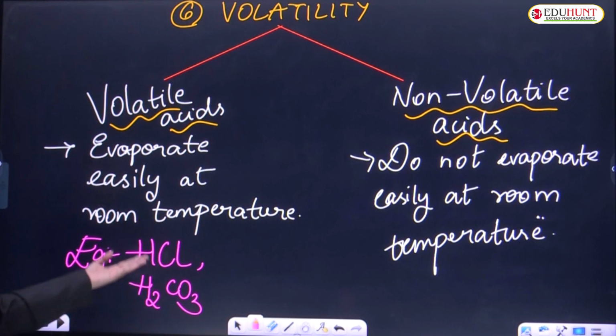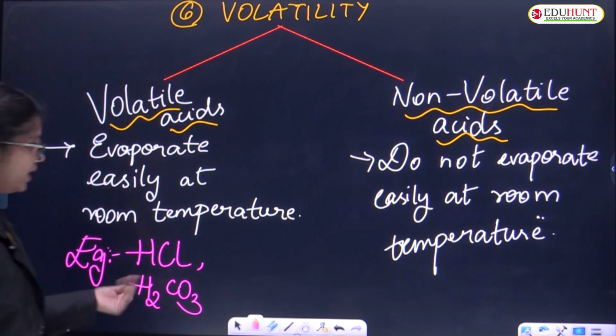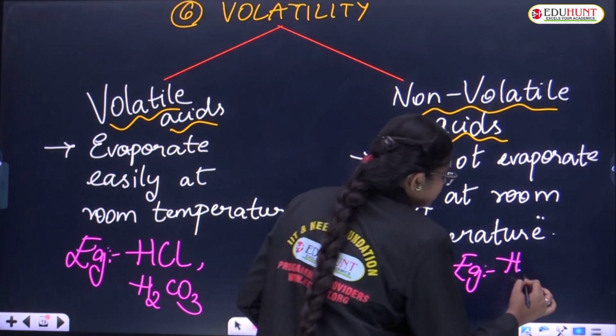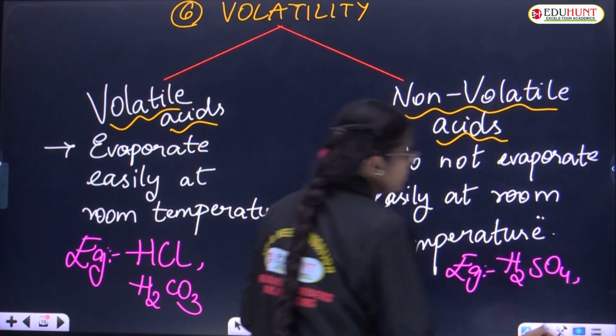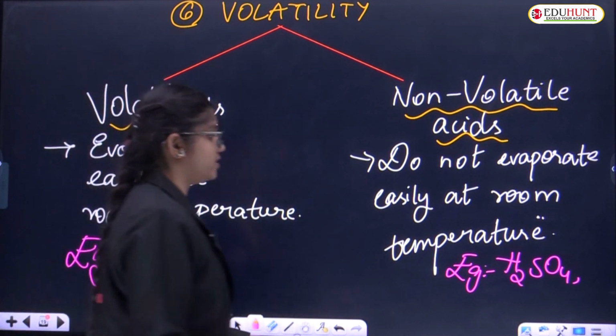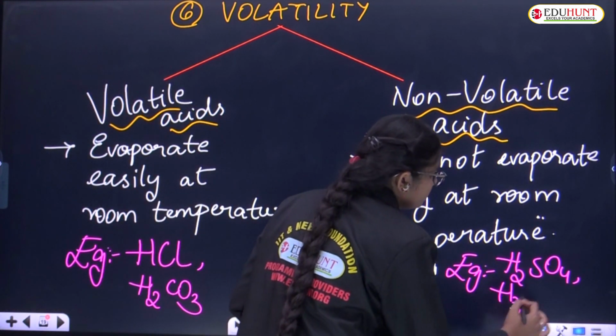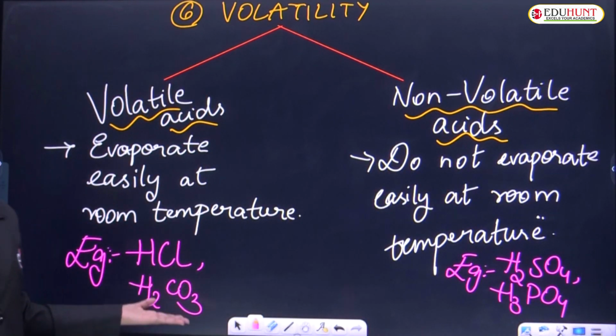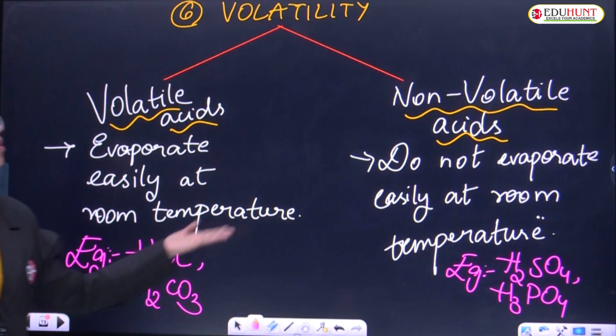Carbonic acid. Okay, this is also a volatile acid. And examples for non-volatile acids include H2SO4. What is H2SO4, children? Sulfuric acid. Very good. And we can write H3PO4, phosphoric acid. These are examples of volatile acids and non-volatile acids as well.